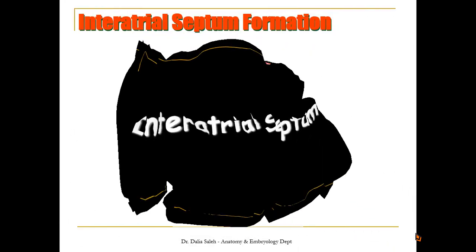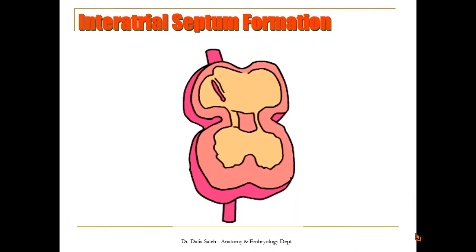Now, let me remind you of how the interatrial septum is formed. So in this diagram, you can see the common atria and the common ventricle, and in between them lies the Atrio-Ventricular Canal, and here you can see the septum intermedium. And the AV canal is divided into right side and left side. This is the sinus venosus, and this is the sinoatrial orifice.